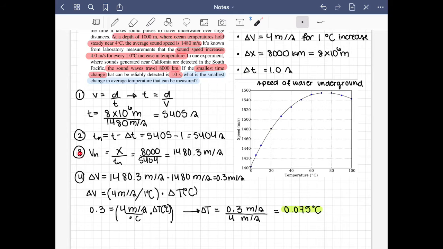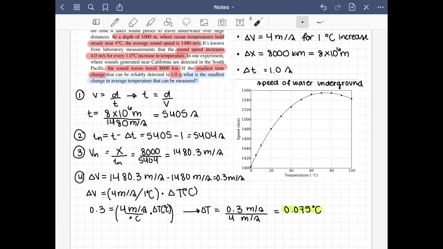So now we can calculate what the new velocity is going to be. So the new velocity is going to be equal to x, which is the distance it travels, which we're given as 8 times 10 to the 6 meters, divided by the new time that we just solved for. So if we divide 8 times 10 to the 6 by 5,404, we're going to get that the new velocity is equal to 1,480.3 meters per second, which is slightly larger than the velocity that we were given. So that is exactly what we expected. The velocity did increase.